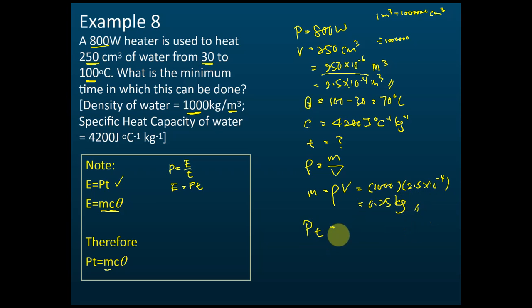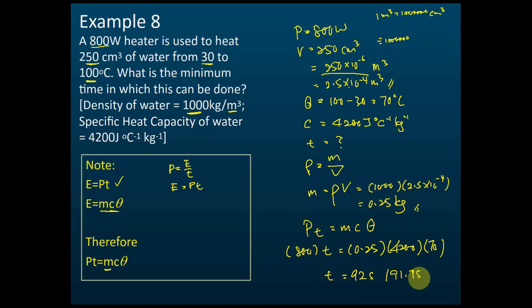So then we use this formula, PT equals mc theta. P is the power, 800, T we don't know, m is 0.25, c is 4200, and theta is 70. So how much time is taken? About 92 seconds, right? 92 seconds, because this is two or three significant figures. 92 seconds or 91.9 seconds, these two are acceptable. So the time taken is about 92 seconds.